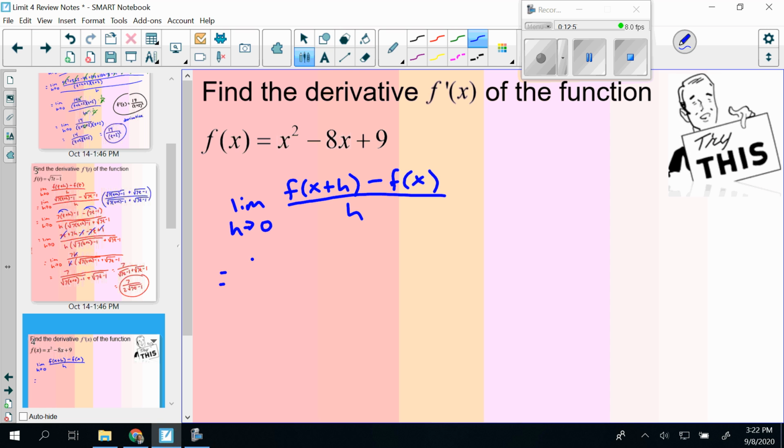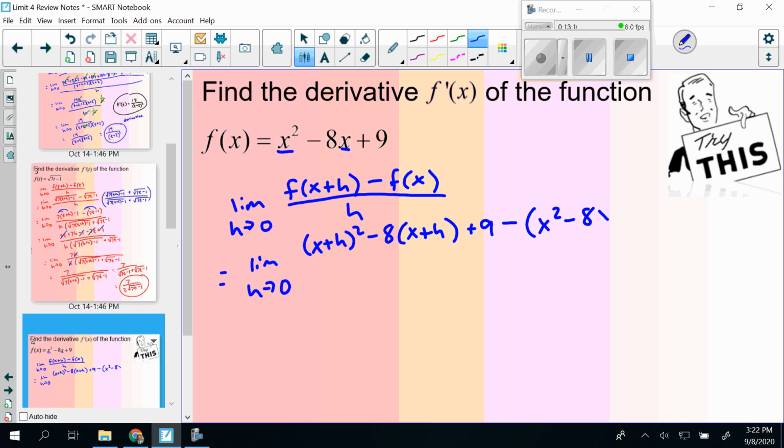Substituting in here then, this should end up being x plus h. You've got to put x plus h in for both this variable and this variable. Plus 9 minus our original function, and notice I put that in parentheses here because we're subtracting, so we're going to need to subtract all that over h here.